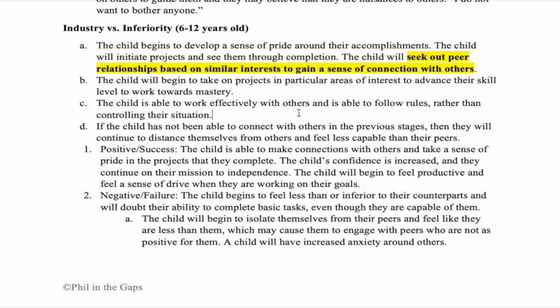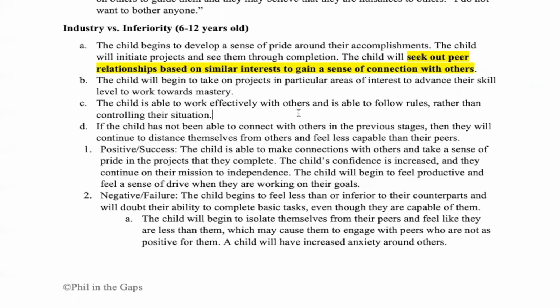So if the child has not been able to connect with others in the previous stages, then they will continue to distance themselves from others and feel less capable than their peers. So they're not able to collaborate with other individuals because they don't feel like they're good enough.